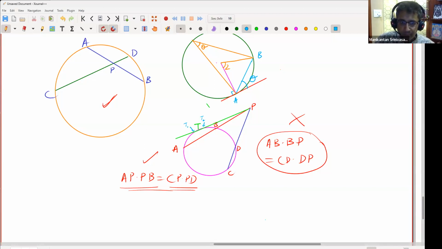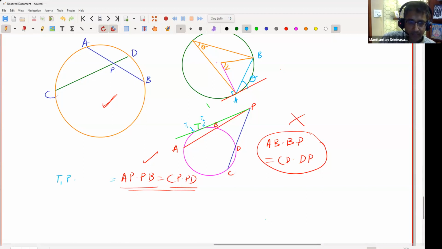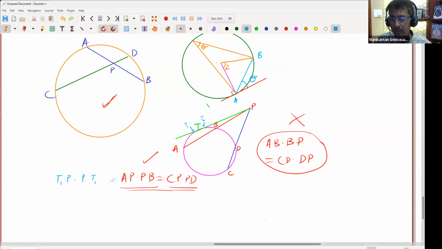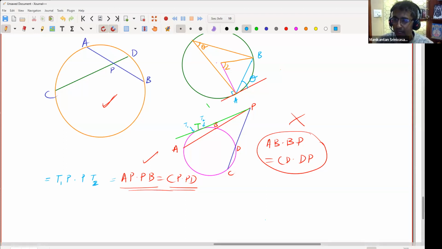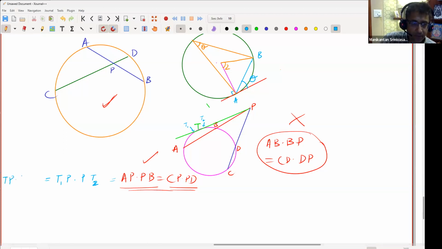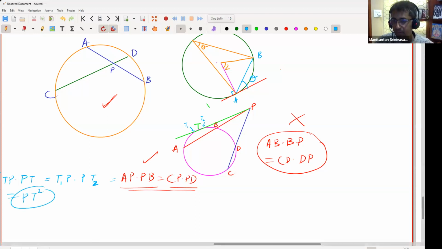Then the relation would be, by the same logic, this is also equal to T1P times PT2. So T1, T2 is another small chord that is also meeting this line at P. And in the extreme case, if we make T1 and T2 collide into one, that's when it actually becomes a tangent. It becomes TP into TP, which is nothing but PT square. So the square of the tangent is the product AP into PB. So that's a very useful relation.